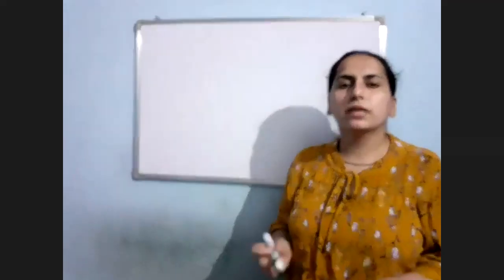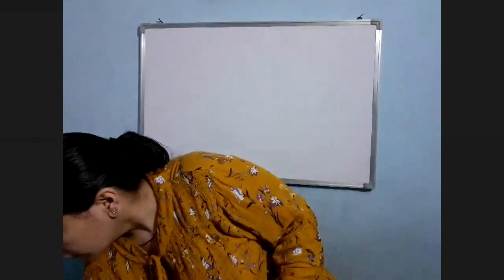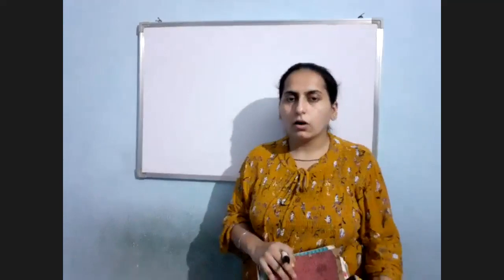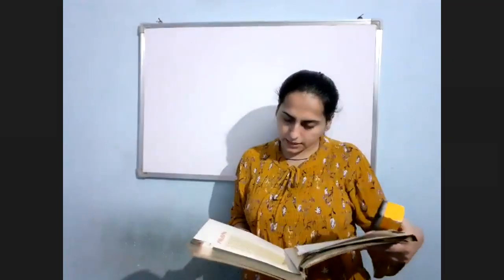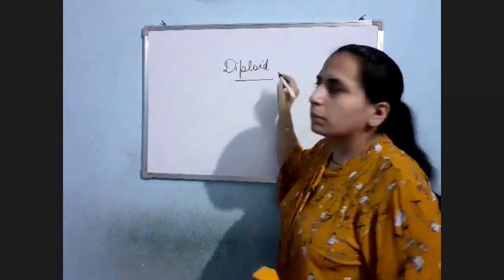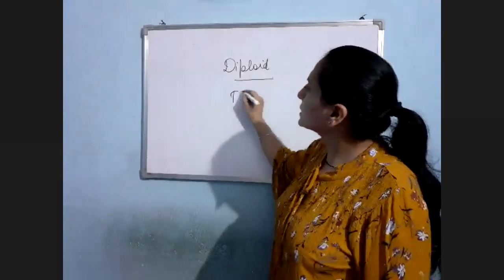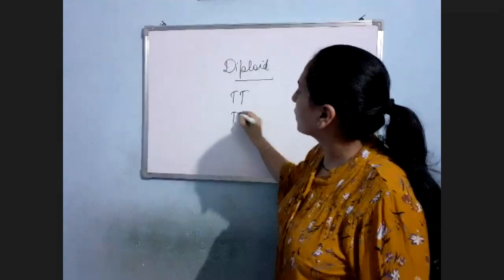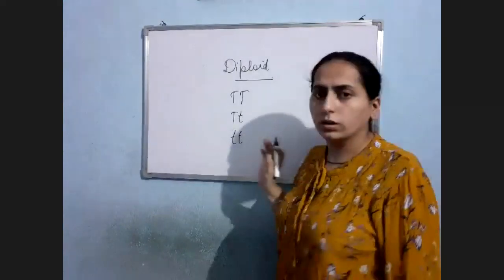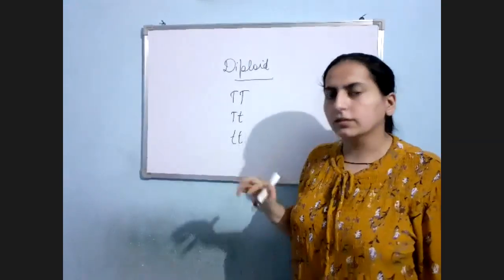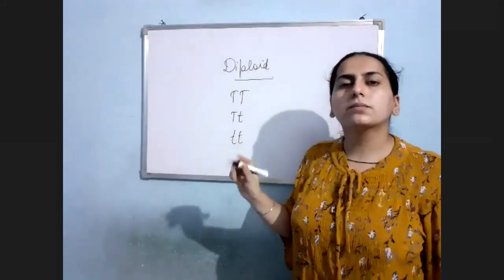Your question number 3 is: a diploid organism is heterozygous for 4 loci. How many gametes will be formed? Just see. The organism is diploid. Diploid means if capital T is there, then there must be a second allele, whether it is capital T, capital T small t, or small t. Diploid means for a particular trait, 2 alleles will be present. Clear? Secondly, they are saying the organism is heterozygous.